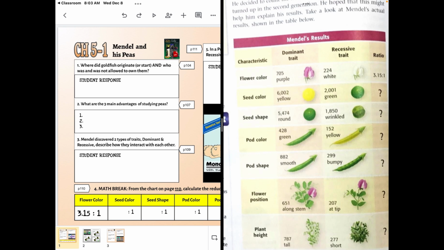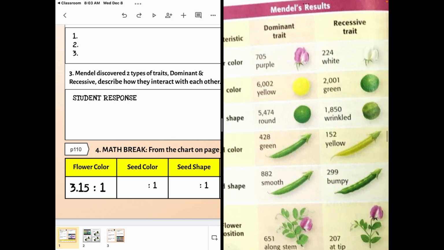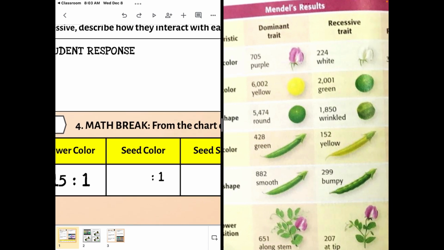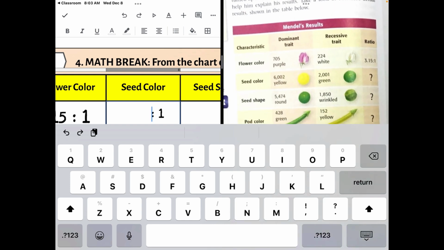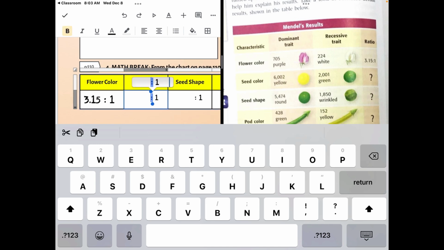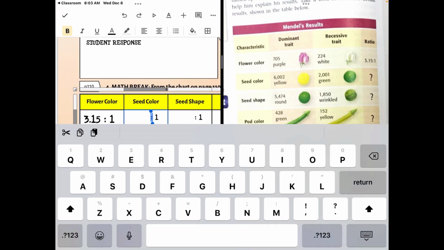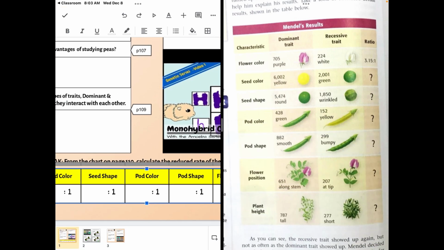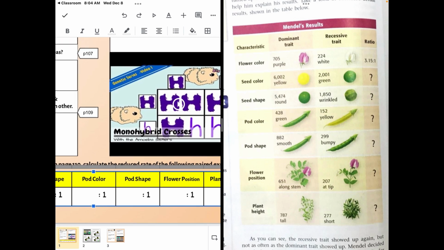So for the next one, seed color, so here's seed color, you would take 6,002 yellow seeds divided by 2,001, and you put your answer here. Similarly, you just keep going. 5,474 round seeds divided by 1,850 wrinkled seeds for seed shape. And you just keep going. Wow, that was fun. I did not want to do that. Cool. So we're just doing some math here to see the answers converge on something.